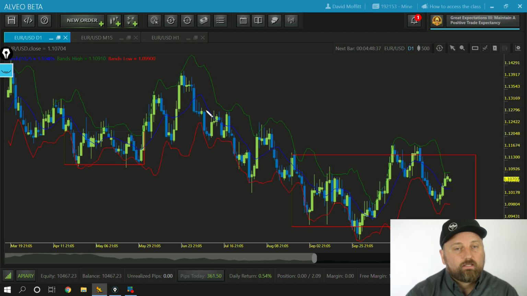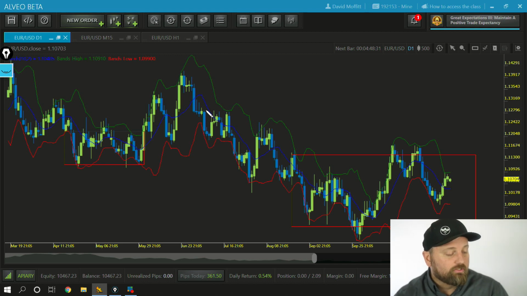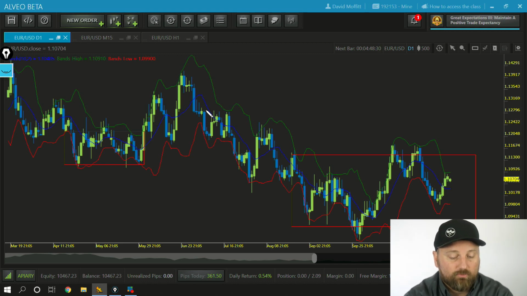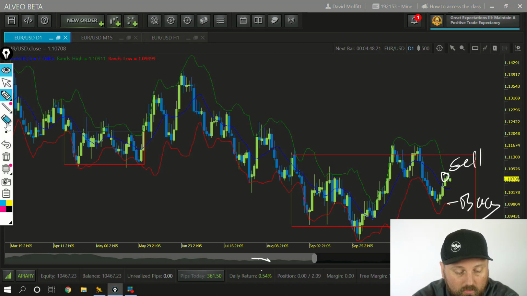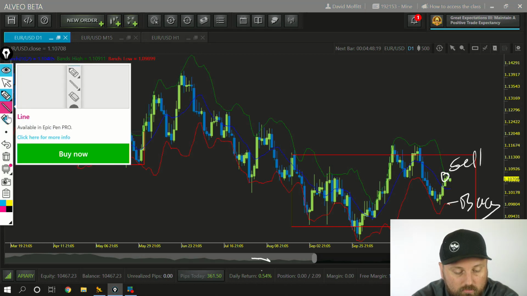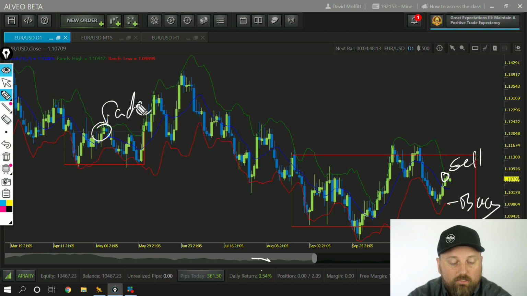So a couple quick tips. The first rule is you want to fade the moves when it hits the upper end of your range. So when it hits the top end of your range, right in here, you'd want to fade that. Okay? So that's rule number one.